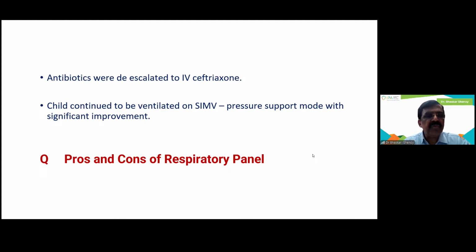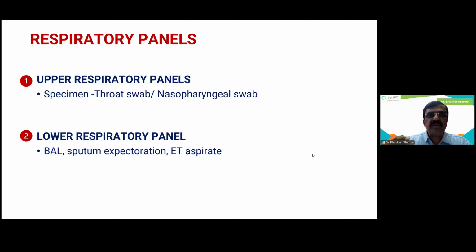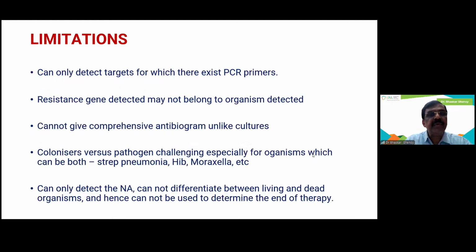So in this background, we get a question: what are the pros and cons of a respiratory panel in making a diagnosis? You have what is called the upper respiratory panel and a lower respiratory panel. Upper respiratory can be from throat swab or nasopharyngeal swab. Lower can be from BAL or sputum or ET aspirate, depending on the condition. But the limitation is that you can detect only those organisms for which there is a target primer, and it cannot give a comprehensive antibiogram like a culture.